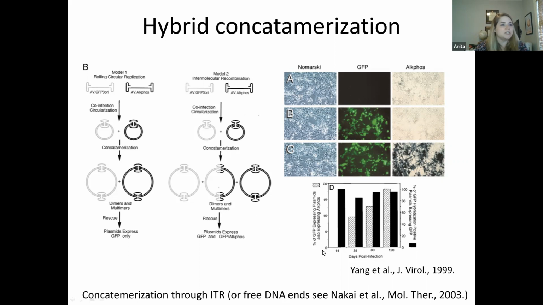And it appears to be time dependent. In this case, they have 2 different constructs and they infect the same cells. Across time, they start to get expression of both. You can see whether it shows GFP or the other construct using alkaline phosphatase. You can see after 14 days, they're only really getting expression of 1. But then as more time passes, they get more of these hybrid constructs.